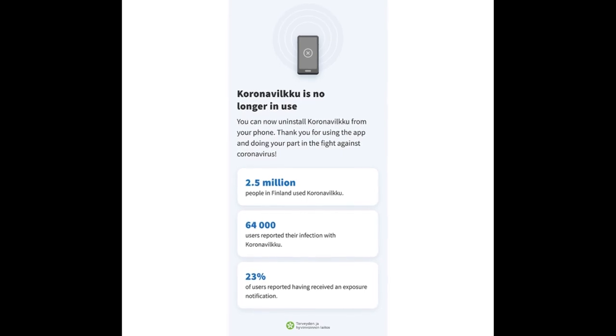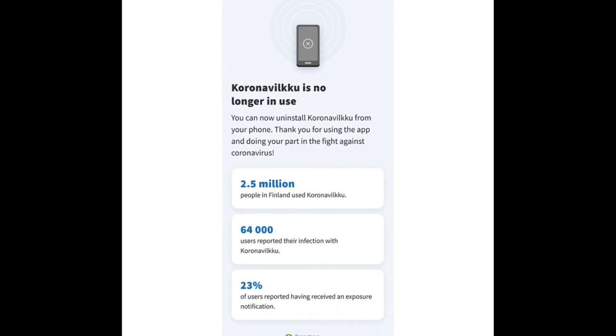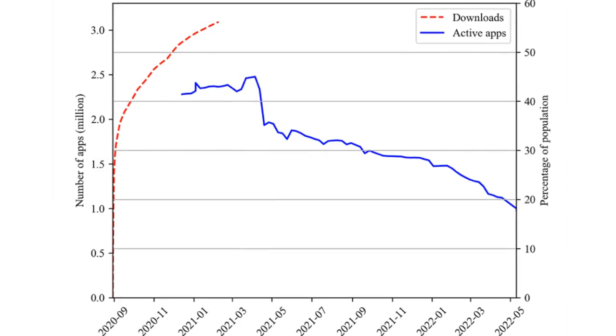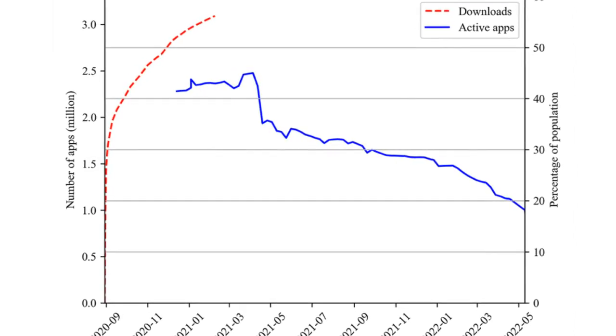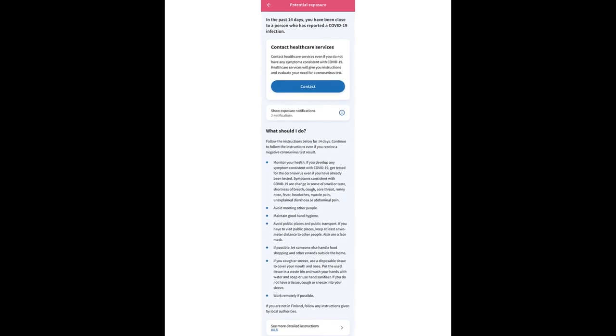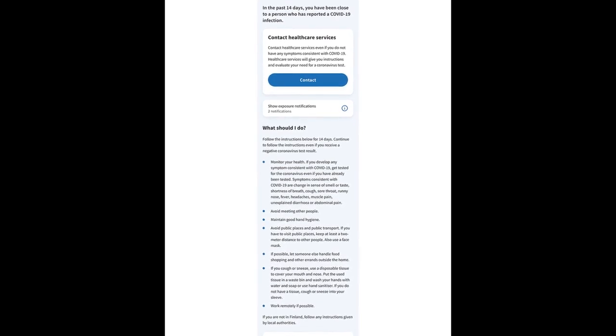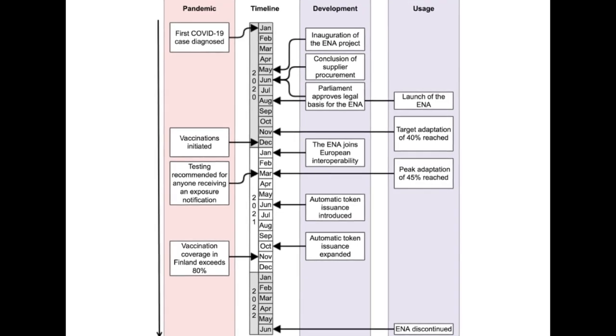The Finnish ENA, Koronavilkku, was one of the national ENAs with the highest proportion of users during the COVID-19 pandemic, prioritizing privacy and data security for end users, limiting its use as a tool for healthcare professionals and deeper insight into its potential effectiveness. The app was designed to supplement conventional contact tracing and serve as an early warning system, achieving a predefined target of 40% uptake in the population within 3 months of launch.